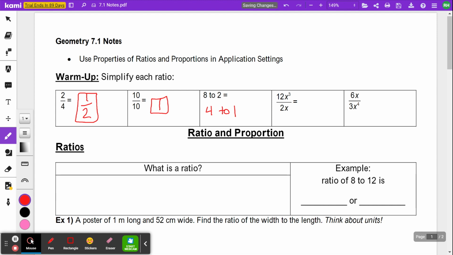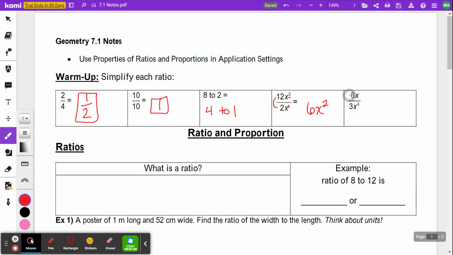Then exponents over here, if you remember, when you divide with exponents, then you subtract the exponent numbers themselves, okay? So we're dividing 12 and 2, which gives us 6, and then we subtract the 3, and then this would be a 1. So 3 minus 1 would give us x squared, okay? So our final answer would be 6x squared.